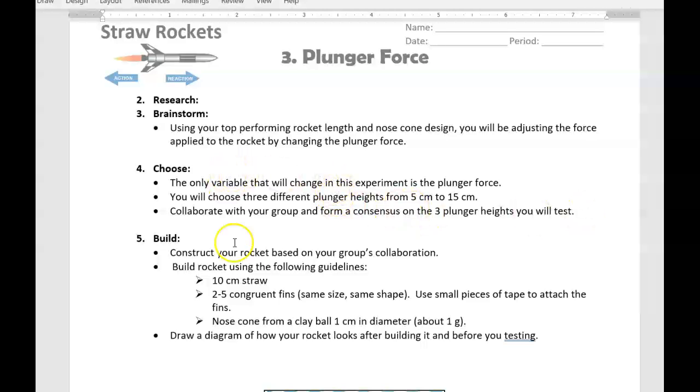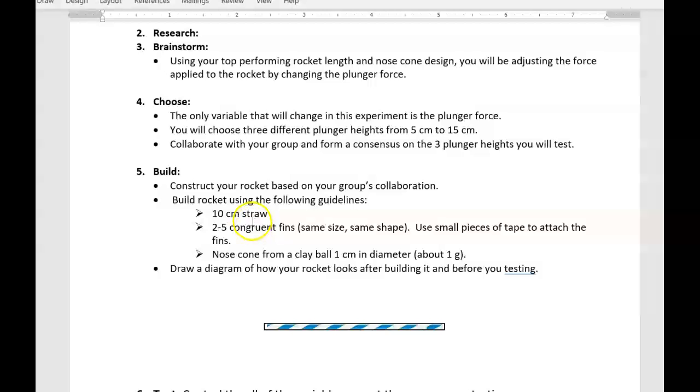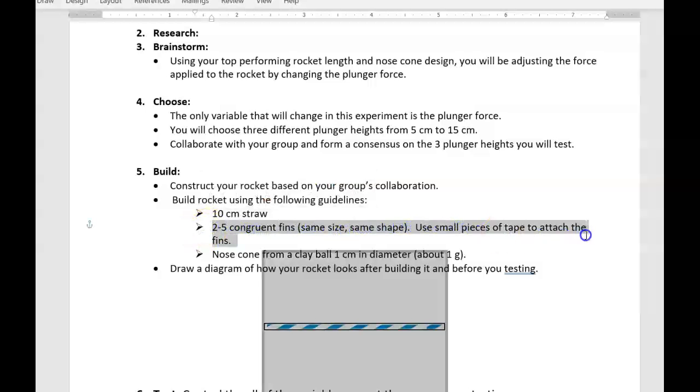So we're going to build a rocket and our requirements. We're going to construct the rocket based on your group's collaboration. Then you're going to build the rocket using the following guidelines. It needs to be a 10-centimeter long straw. We need to have 2 to 5 congruent fins. That means same size, same shape on those fins. Use small pieces of tape to attach.